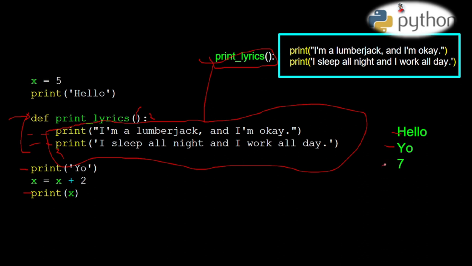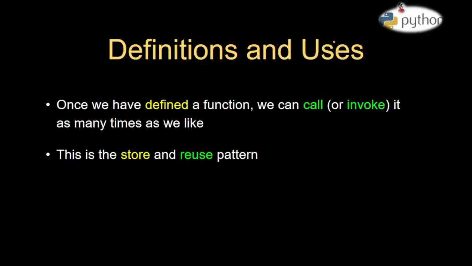x is 5 here. 5 plus 2 is equal to 7, so it is displayed. Then next, print lyrics is called, and this one is displayed. These two lines of code are displayed here. Very good. So, definitions and uses of the function.